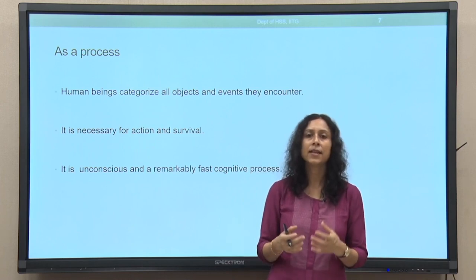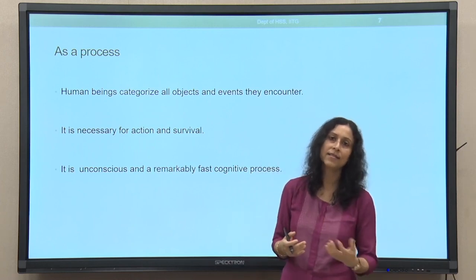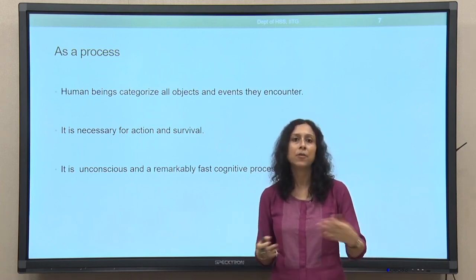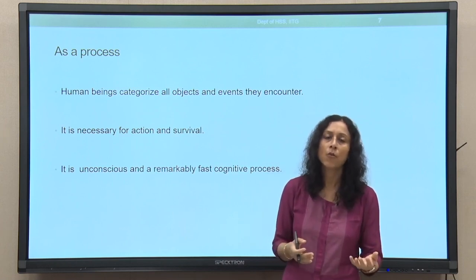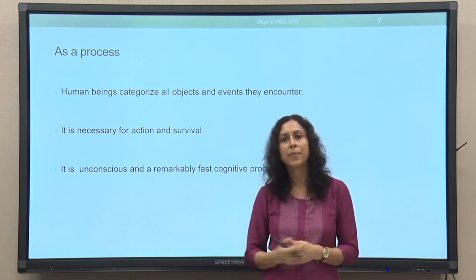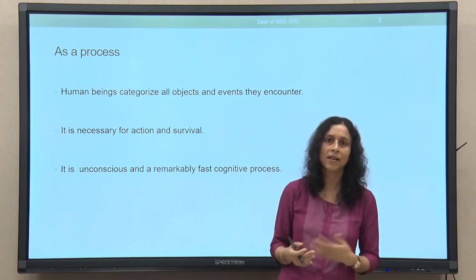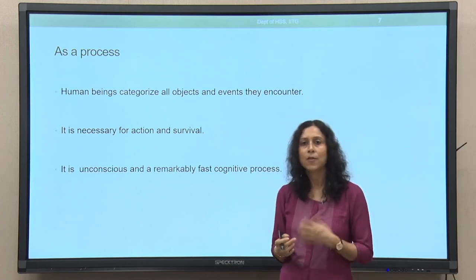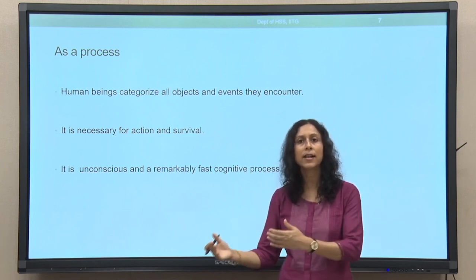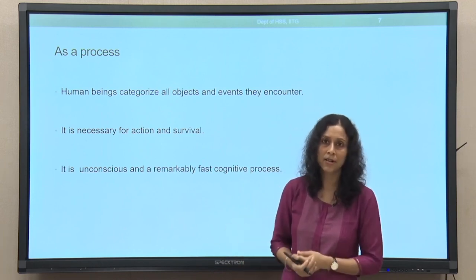This was something as basic as that, our existence depending on it. An approaching predator has to be categorized as a predator, and something that should either be killed to survive or run away from: fight or flight. Whatever action you have to take depends on your categorization, and your survival depended on it.